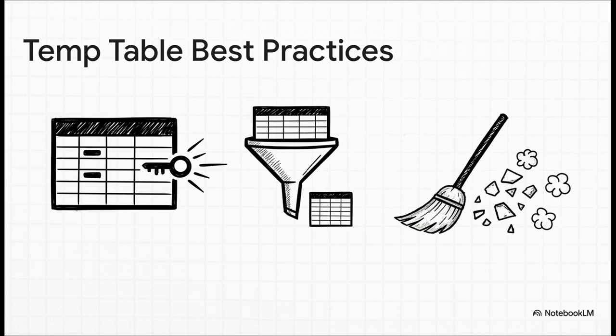And when you do decide to use a temporary table, which is often a very smart move, make sure you follow these best practices. Always index your join keys to speed up what comes next. Only select the columns you absolutely need, don't bring the whole kitchen sink. And finally, be a good citizen and explicitly drop the table when you're done with it.